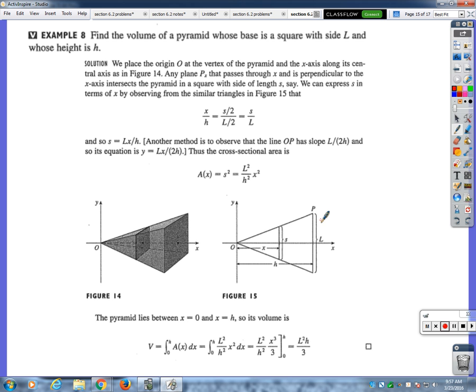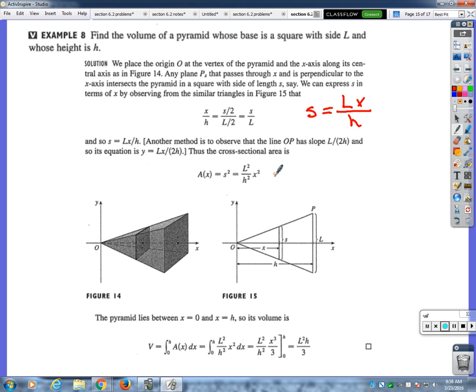You guys are all doing the right thing, just staring at me, just being like, yeah, sure, totally got it. Okay, so x over h equals S over 2 over L over 2. If I take this and solve it for S, what does S equal? Multiply both sides by L, so you get L times x over h, right? So our cross-sectional area, instead of being S squared, is this stuff squared. So it's L squared over h squared times x squared.